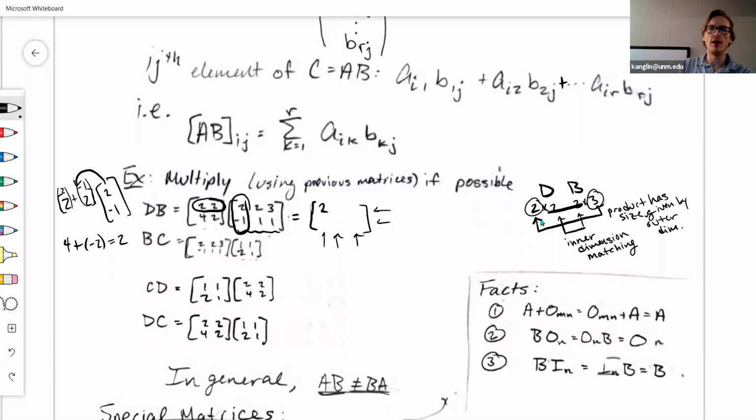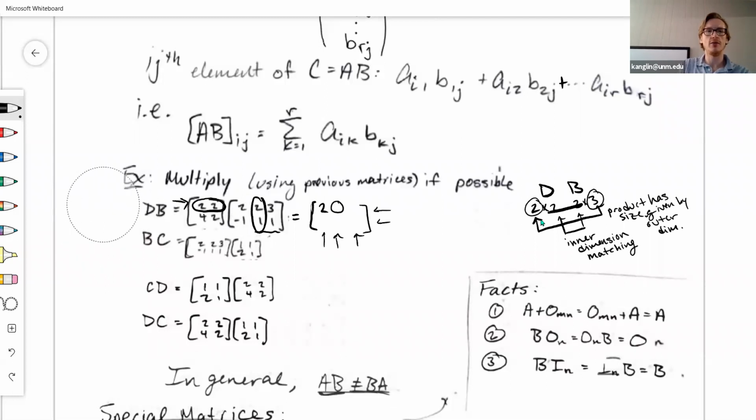What about the next entry? First row, second column. Well, that says I'm still using the first row here, but now I'm using the second column. So I'm going to lay 2, 1 over this guy. Do my work on the side here. Lay this column over here, take those pairwise products, and then add. 4 plus 2 gives us a 6.